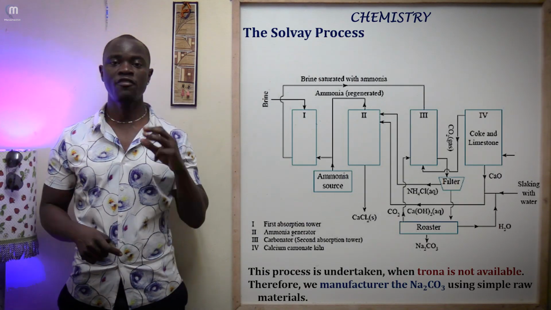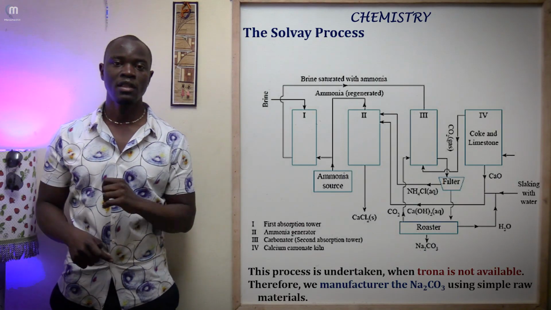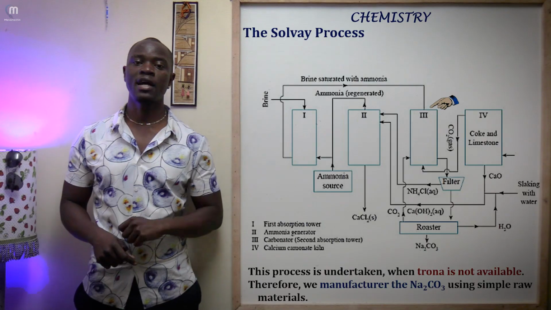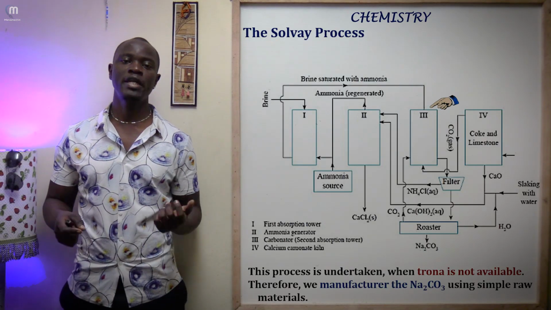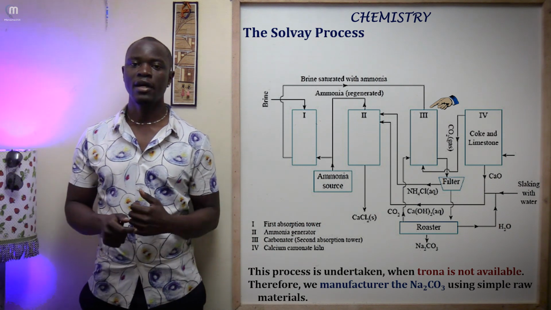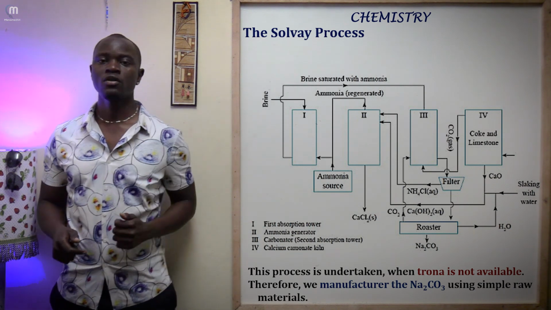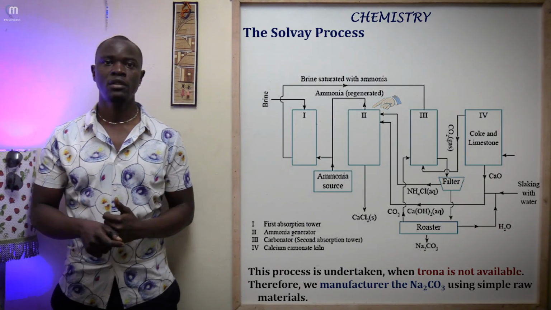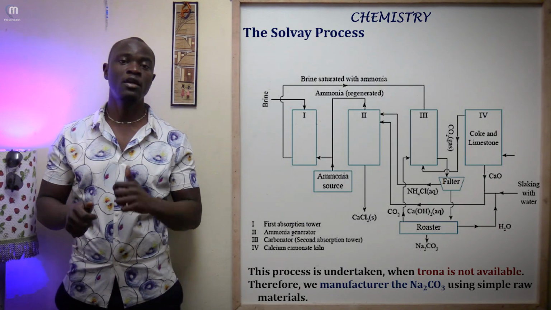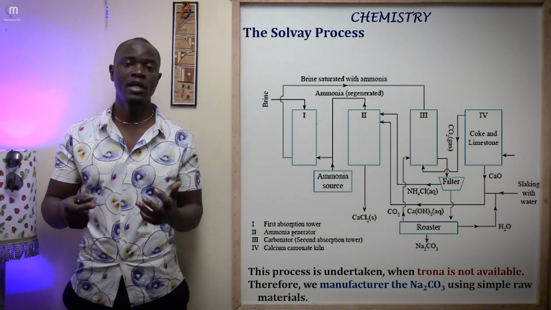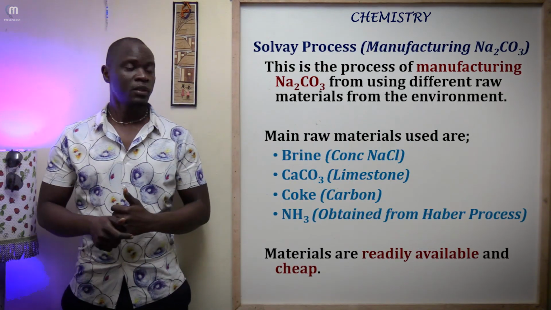And then you can see we have 4 main chambers. The first chamber is the first absorption tower. Then the second tower, we have the carbonator, or you can call it the Solvay tower, or the second absorption chamber. After that, we have the kiln, then finally the ammonia generator. Again, don't forget, we only undertake the Solvay process when Trona is not available.